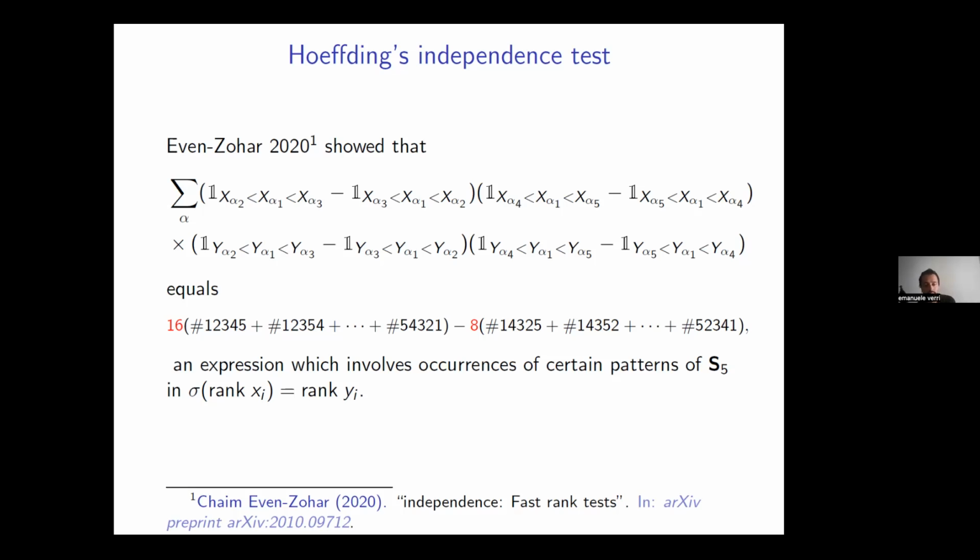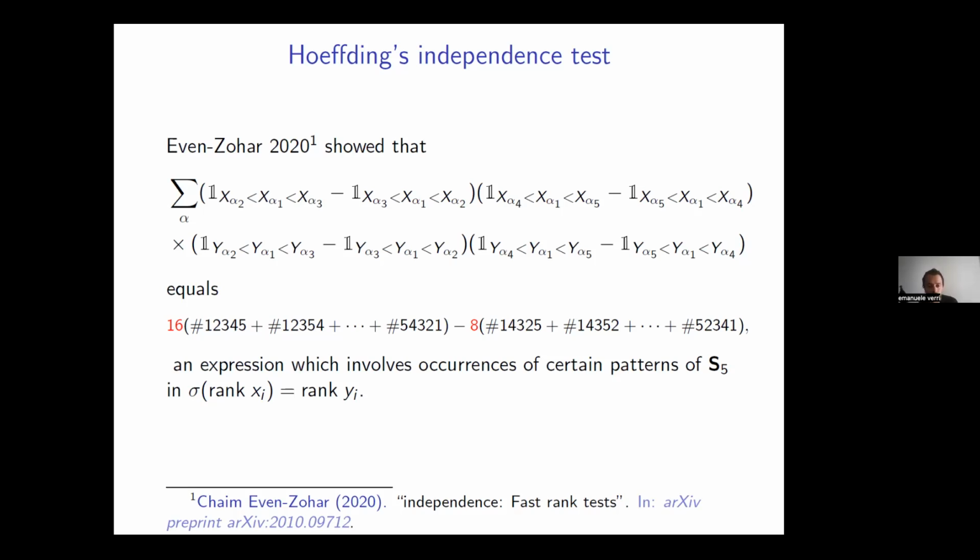So these numbers that you see are really occurrences of permutations of order 5 in the permutation that is induced by the data. And so not all permutations of order 5 are involved. You can see that, I'm using one-line notation, and so the 3 always gets mapped to the 3.